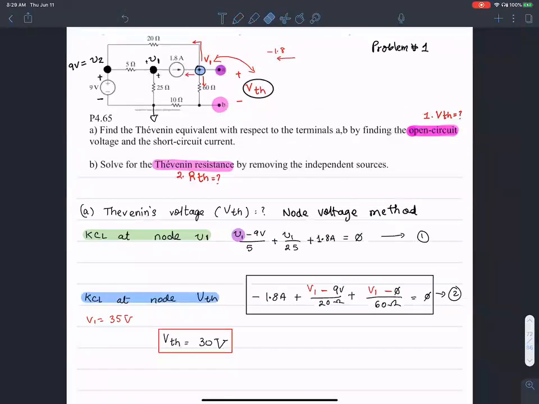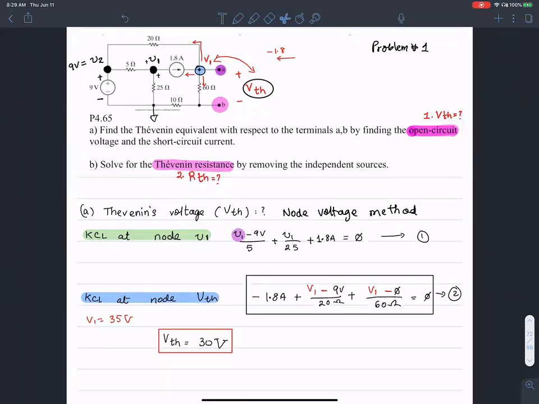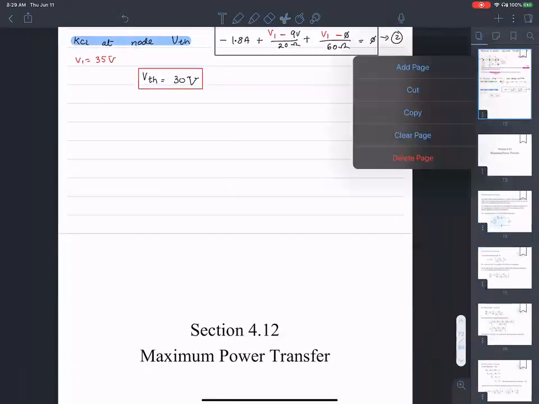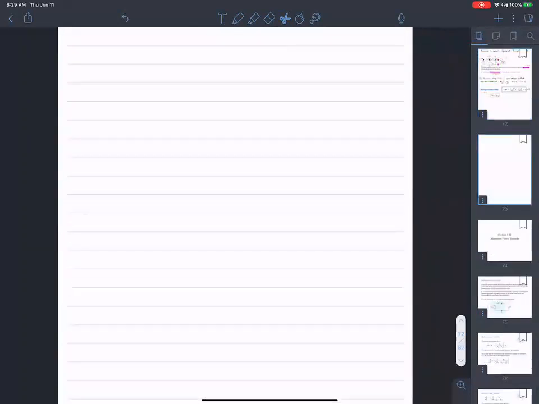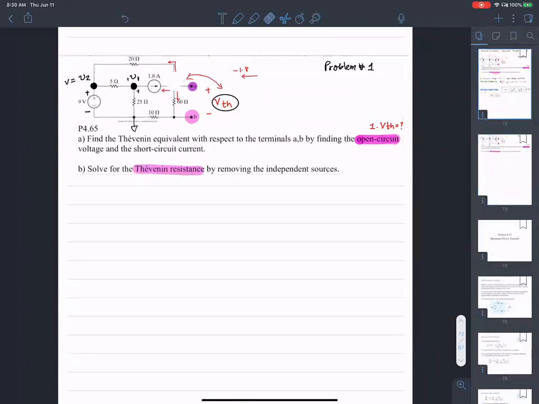So let's see if we can find the Thevenin equivalent resistance. I'm going to copy this, and then add a page. So far, all I have done is to calculate the Thevenin voltage, the open circuit voltage. Right now, I'm going to do the Thevenin resistance. Let me show you how I do that.